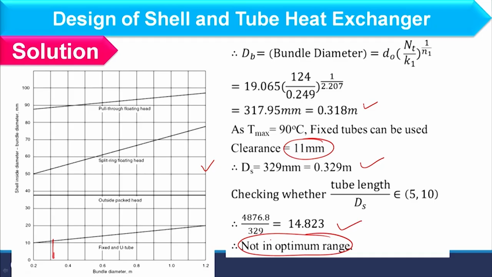So, I have to reduce the length. The length below 16 feet available in the literature or in the standard is 12 feet. So, we have to carry out the calculation considering 12 feet. So, where should I start? The length of the tube is first used in tube number calculation, right. So, we have to again find the area of one tube, then the number of tubes, then bundle dia, then shell dia and then L by D ratio, right.